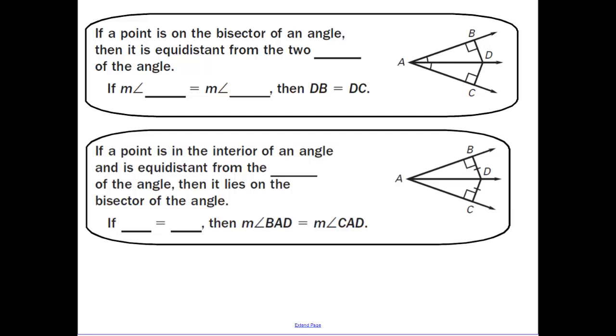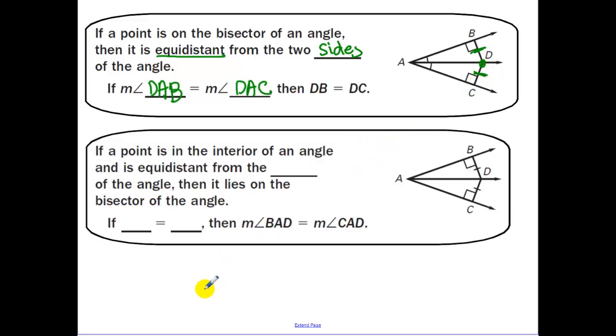Okay. Now these are super challenging theorems for students. If a point is on the bisector of an angle, then it is equidistant, meaning the distance, when I draw my perpendicular, is equal from the two sides of the angle. Meaning, if I have a point on the bisector of an angle, so D is on the bisector of an angle, which angles are equal? DAB and DAC. Those two angles are equal, then DB is equal to DC.